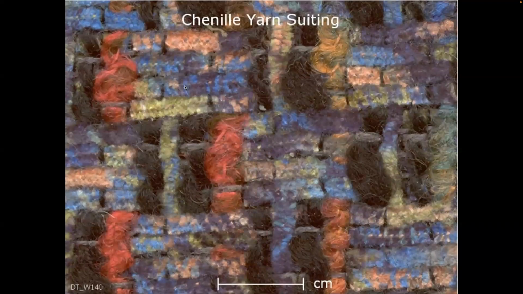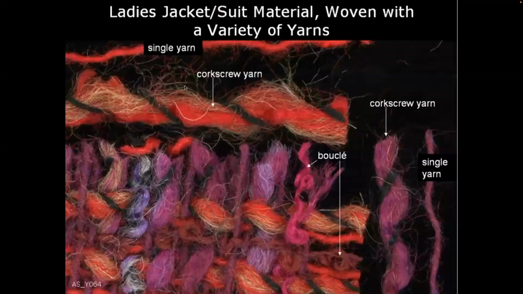And this is a chenille suiting fabric. This fabric has almost all those different kinds of fancy yarn. So this one is a single yarn here. This is a corkscrew. That's a single yarn, that's a corkscrew. And they made this fabric using single yarns and corkscrew yarns.